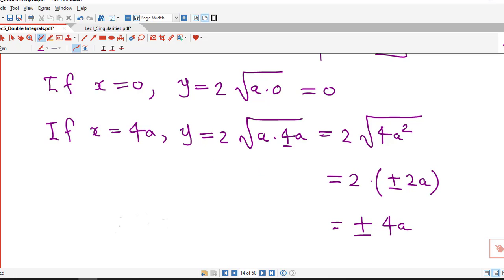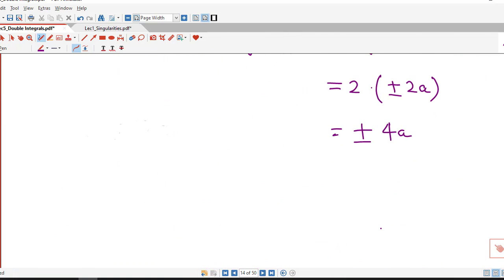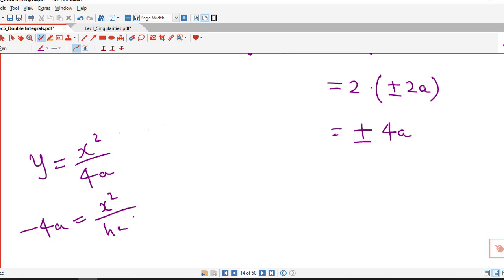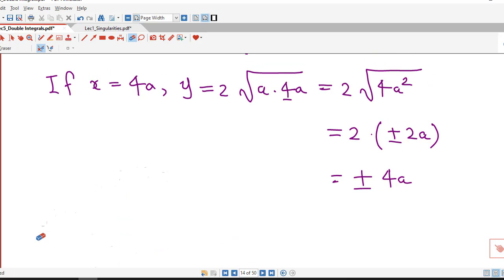But here y equal to minus 4a is not possible, because we can see here we have y equal to x square by 4a. We have one equation as y equal to x square by 4a. So if we consider y equal to minus 4a, we will have minus 4a equal to x square by 4a. So that will give me negative of 4a square, that is x square is negative, which is not possible. So we will not consider negative value of y. So we will consider only y equal to 4a.